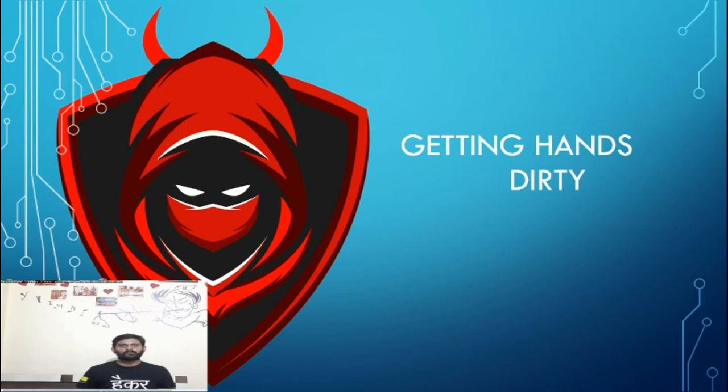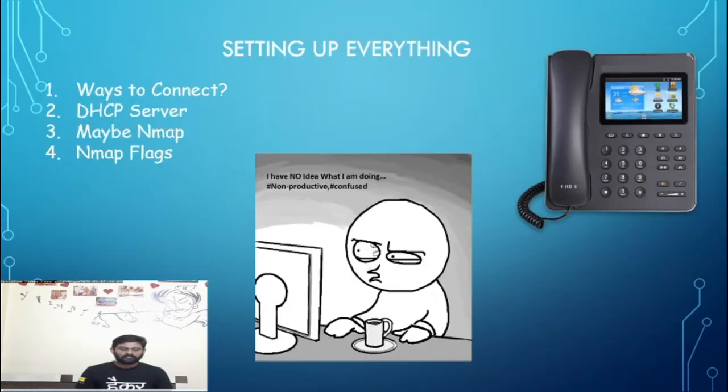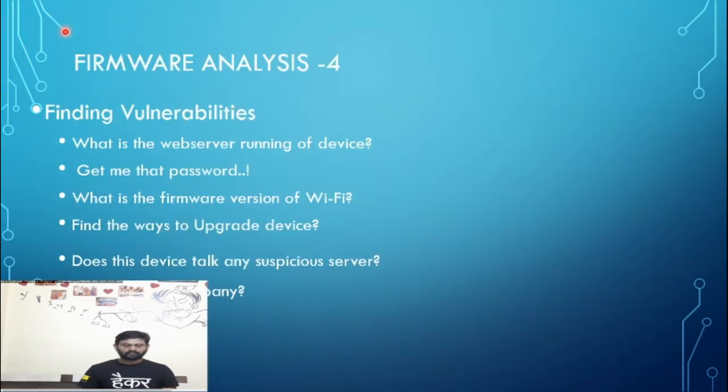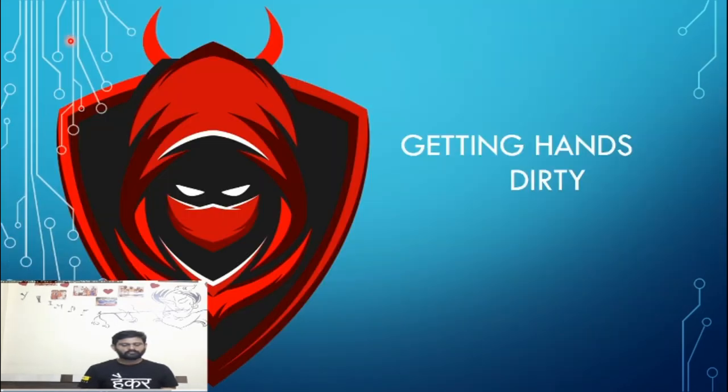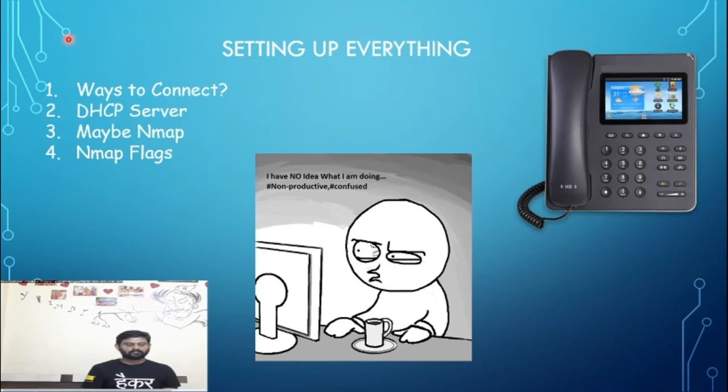Okay, now getting our hands dirty. If you remember, at the beginning of the talk, we were talking about how this decent looking IP phone will turn into a botnet, right? So getting our hands dirty is like, here we are going to start a dynamic testing of the device. As we gathered a lot of data from the firmware analysis section, now we have to use this data for our next section, right? So that is the dynamic testing section.